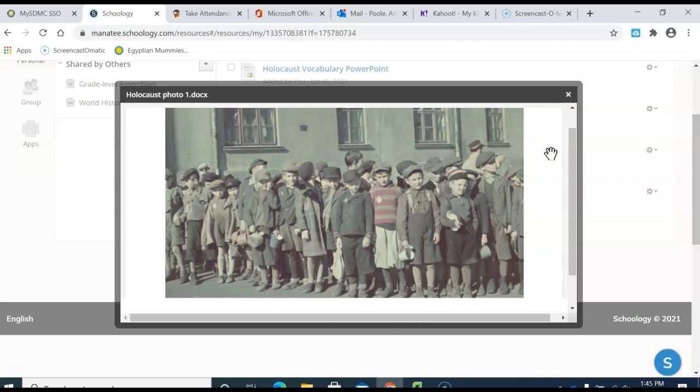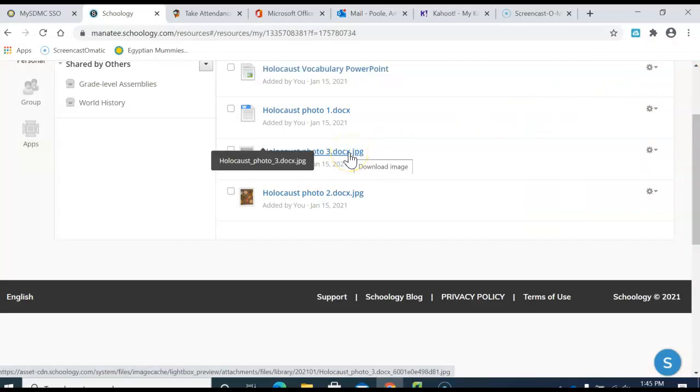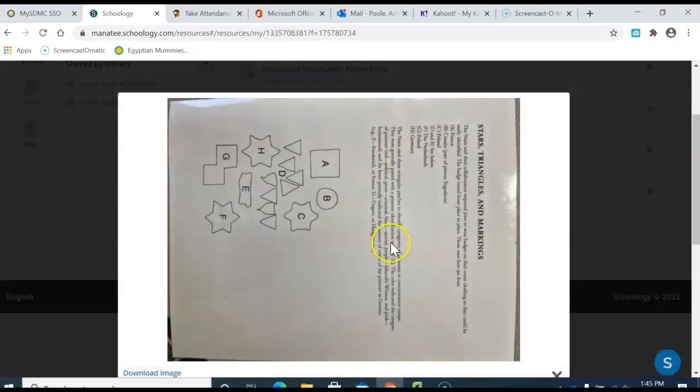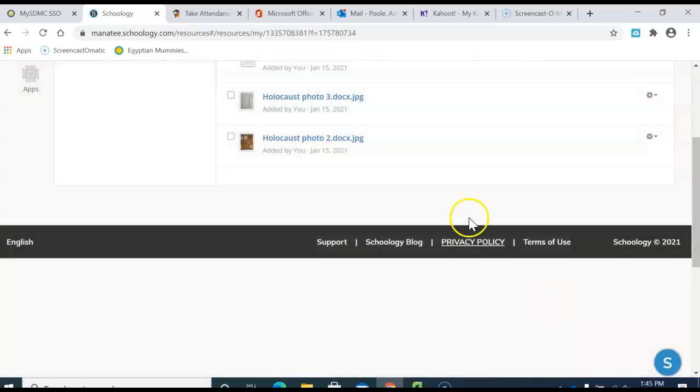So if you need to make any changes or notes on that, you certainly can. I'm going to get out of this one now. This photo 3 is just the information about that first picture you looked at with all the armbands. If you want to see specifically where each patch came from, where each country came from, you can look at that. If you want it to be flipped correctly, you just click download image and then you'll be able to turn it.